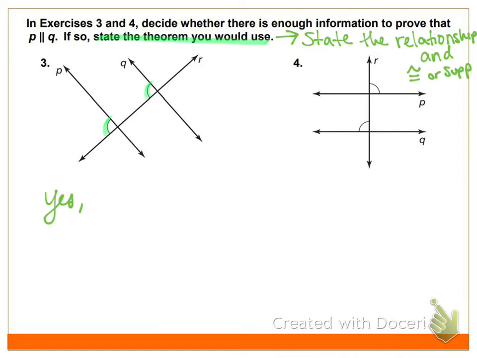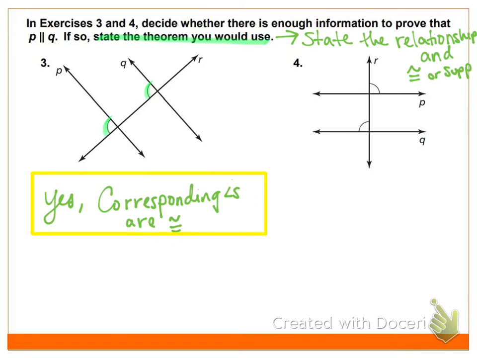So it's asking, decide whether there's enough information. Yes. And the relationship is that they're corresponding. Relationship, corresponding angles, and they are congruent. So is there enough to prove the lines are parallel? Yes. And the corresponding angles are congruent.